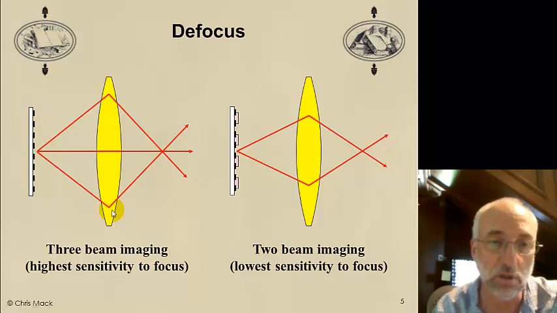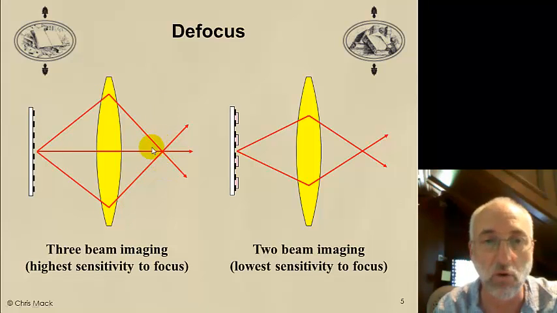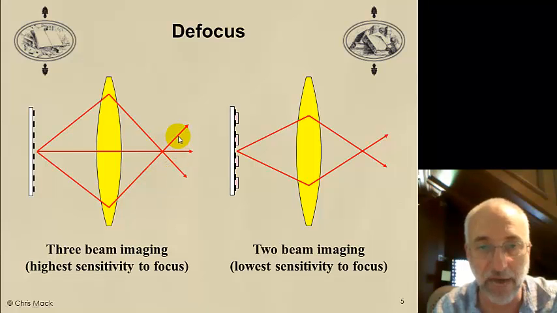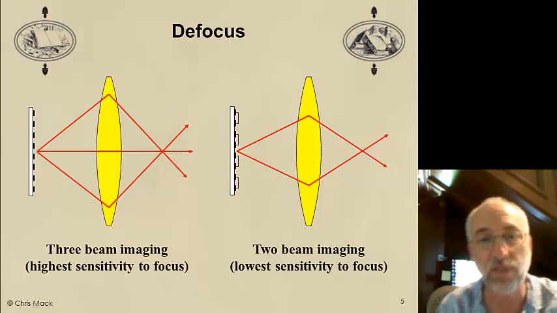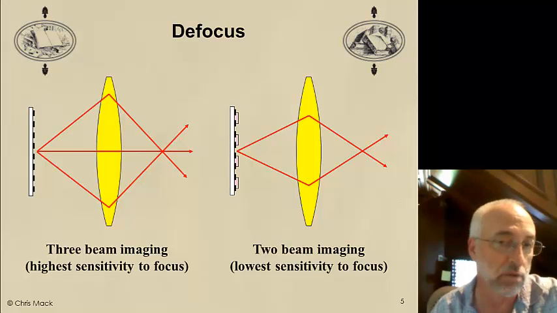Let's review that using the picture that we've seen already. The 0 order plus and minus first order combine at best focus at a plane where all the rays arrive in phase. And then if I'm out of focus, either too far away from the lens or too close to the lens, then I see a phase difference because the first orders travel a different distance than the 0 orders. This 3-beam imaging has the highest sensitivity to errors in focus.